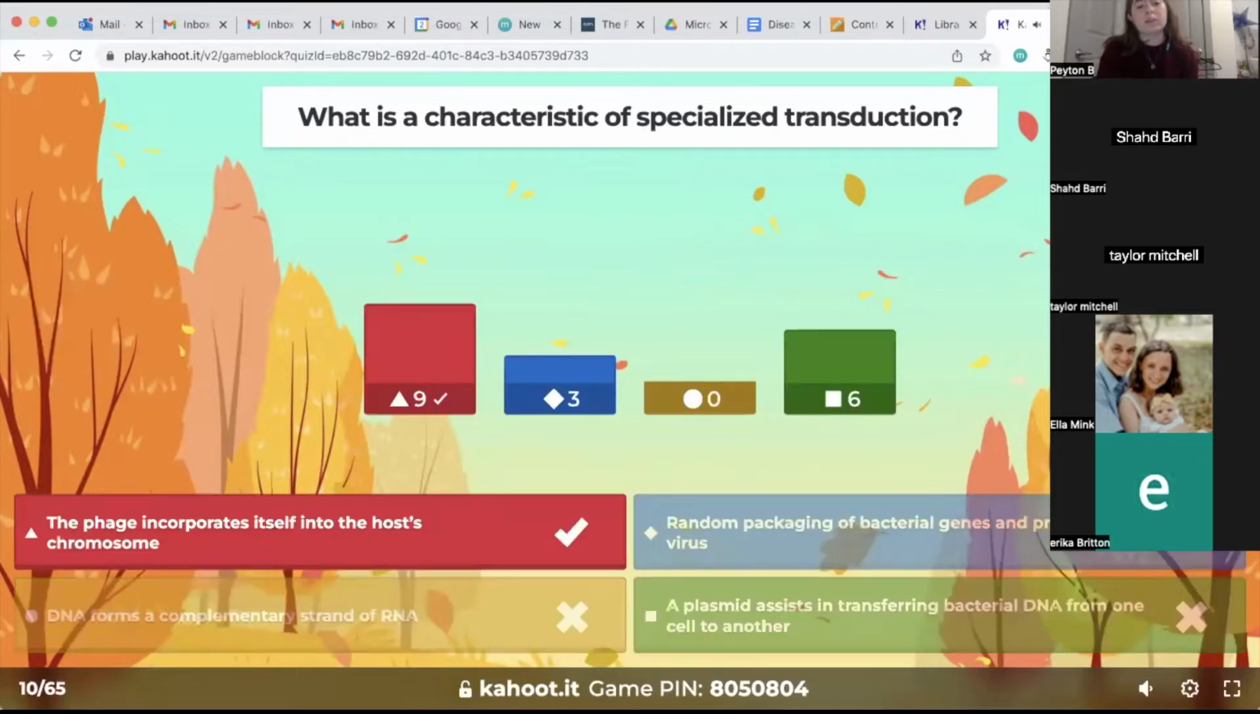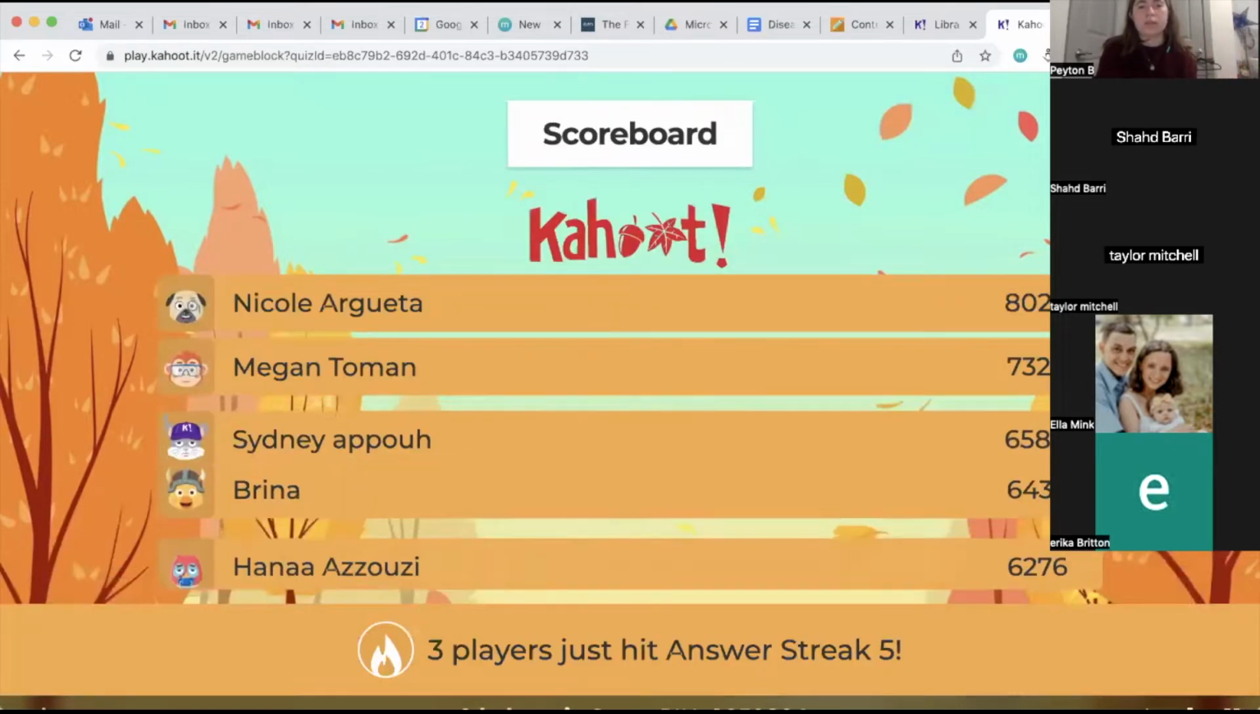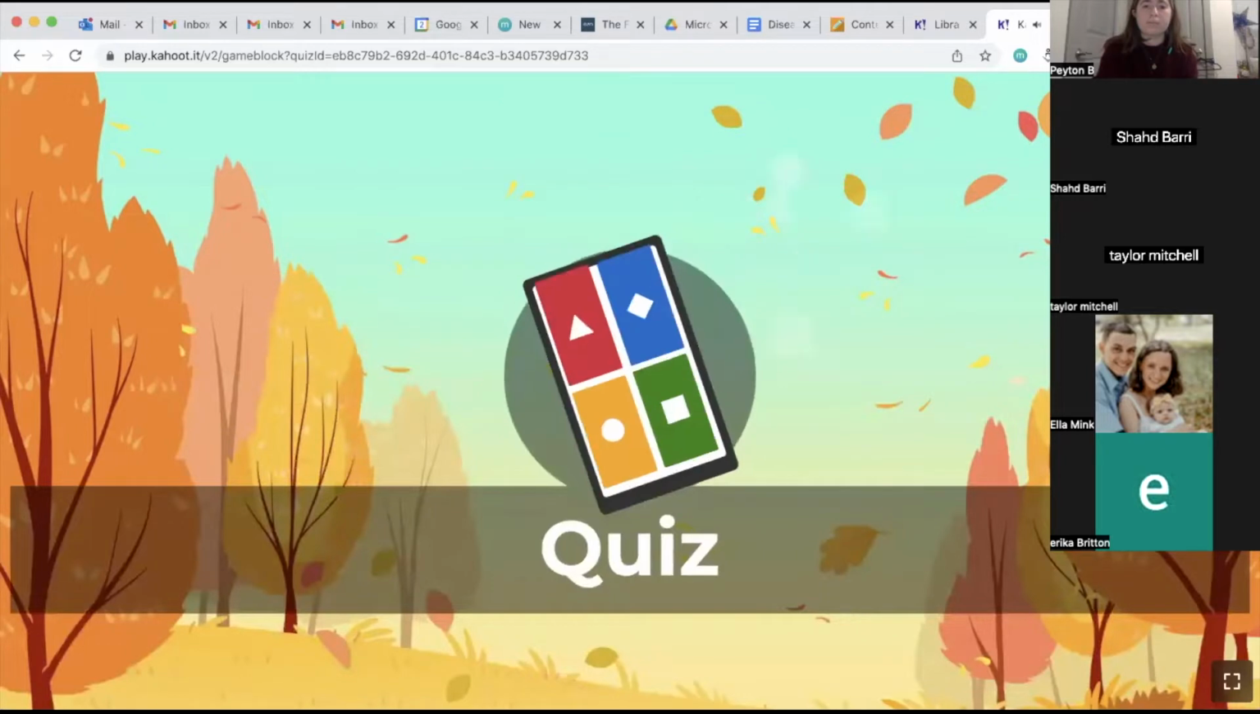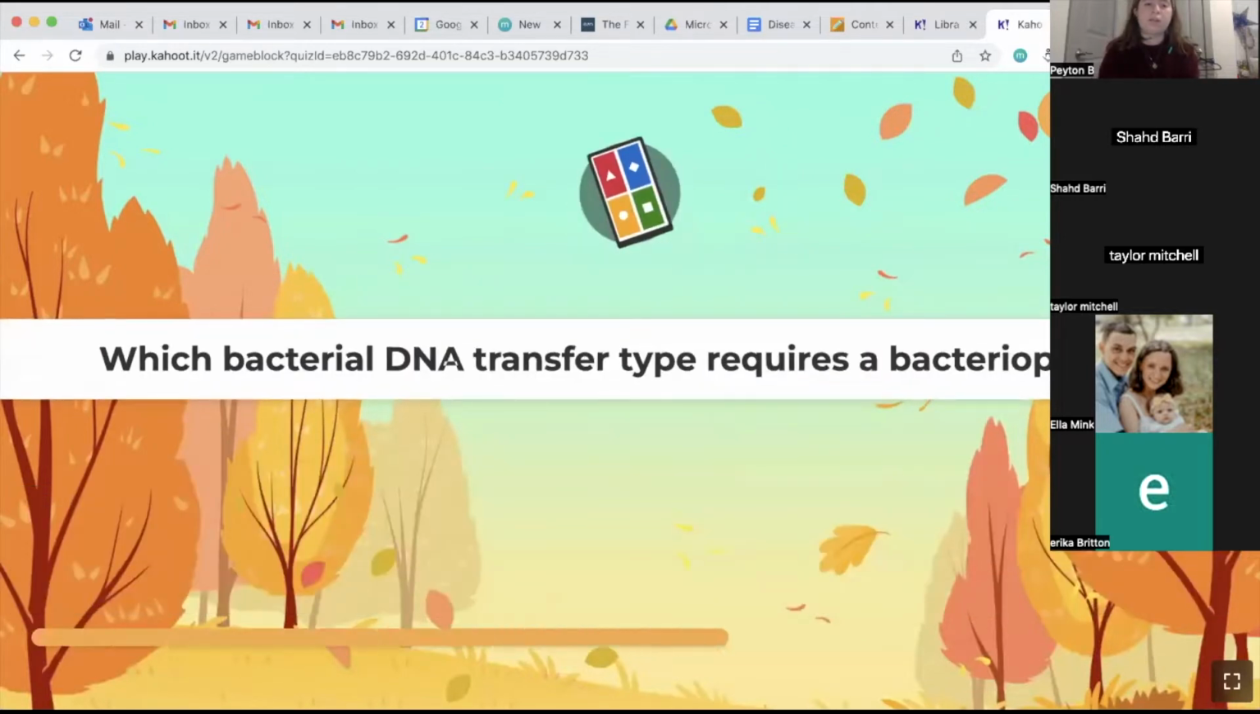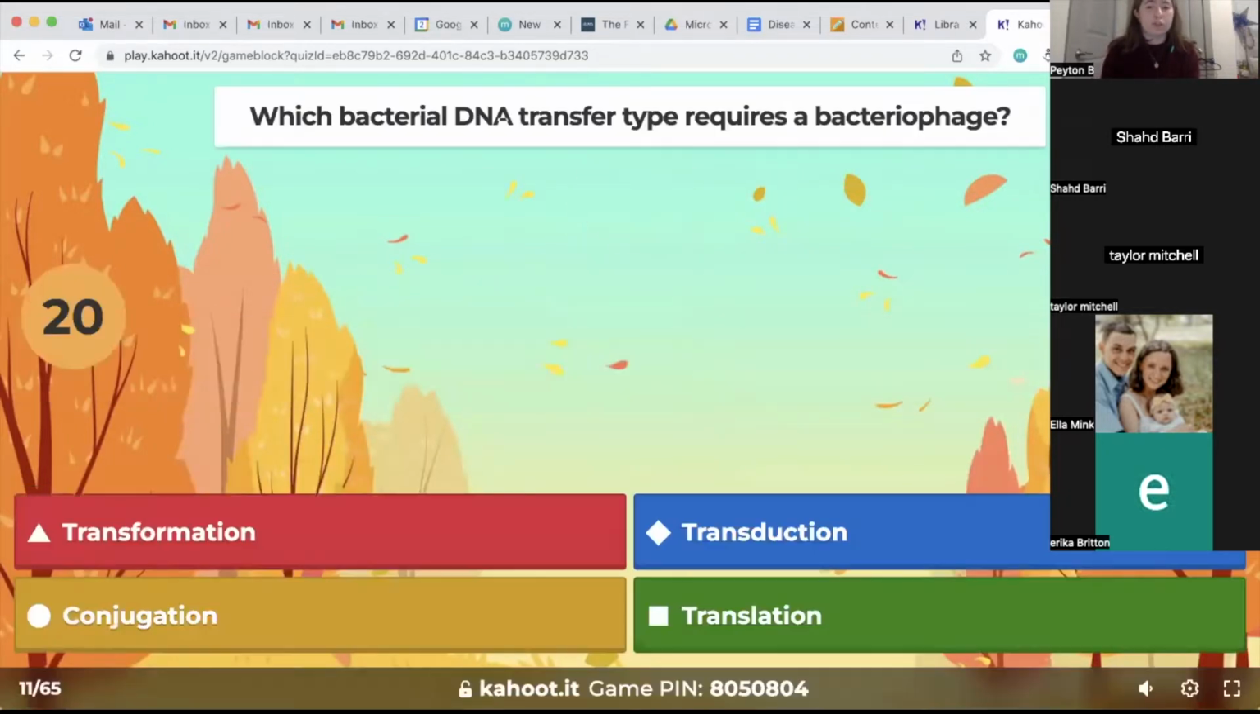The phage incorporates itself into the host chromosome. No, a plasmid is not used. That is a different kind of bacterial genetic transfer. Which bacterial DNA transfer type requires a bacteriophage?